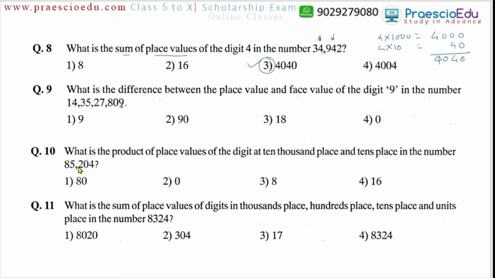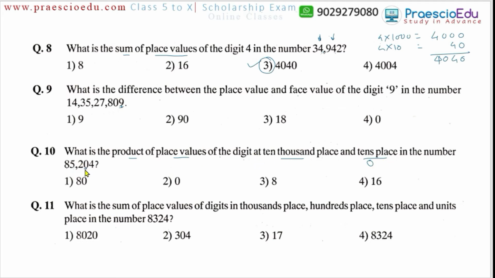Question 10: what is the product? Product means the multiplication of place values, the place value of the digit at the 10,000s place and the tens place. Tens place means the 0. This is the 0 at the tens place, and then the 10,000s place.